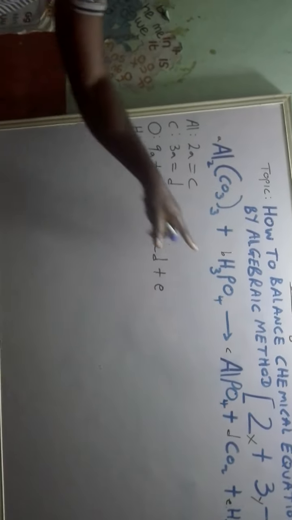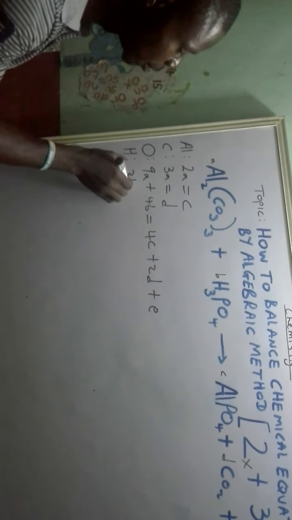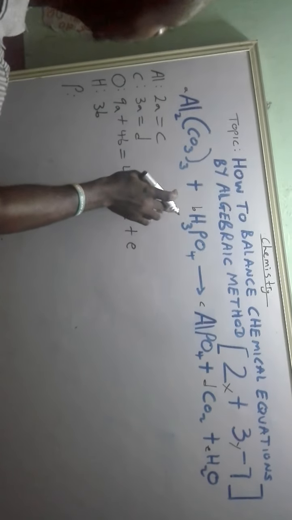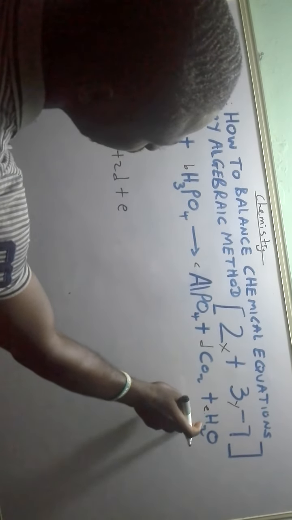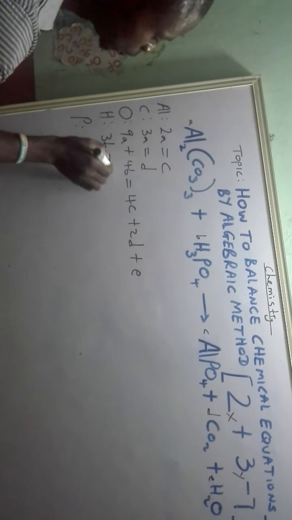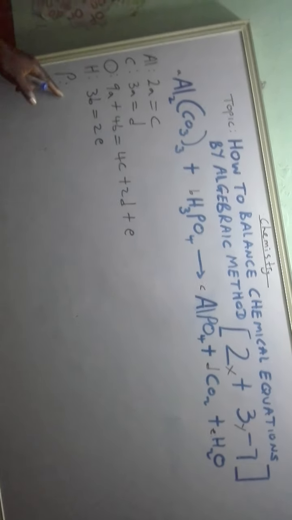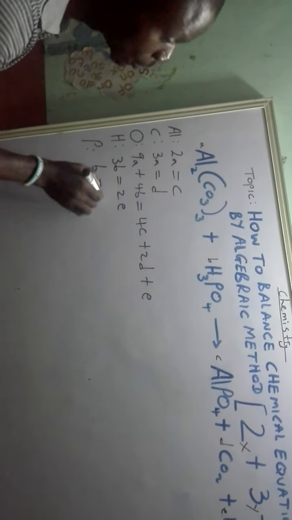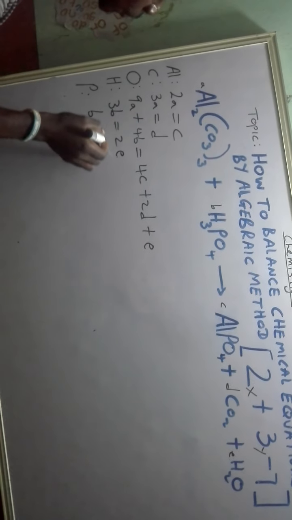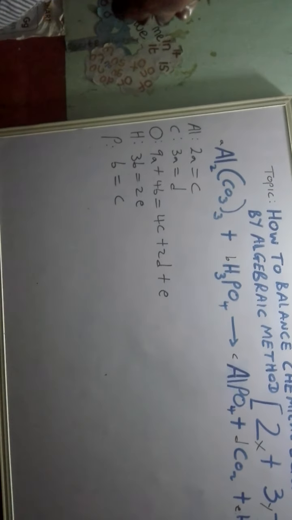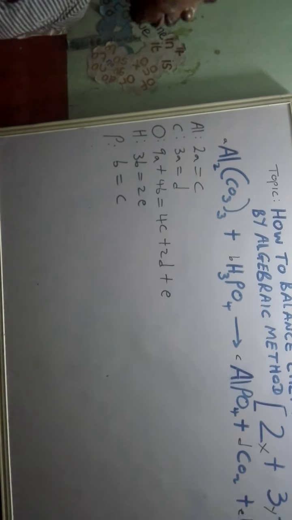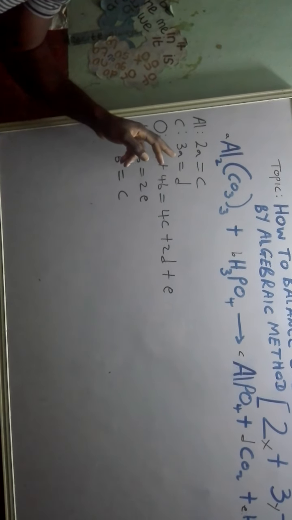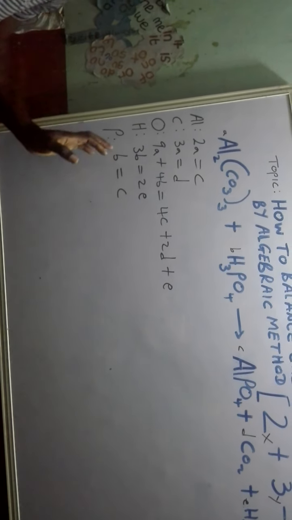Then hydrogen, we have 3B equals 2E. Then phosphorus, in the reactant side we have 1, so it will be B equals, in the product side we also have 1, B equals C. Now having done that, you look at the first compound. What can you do to get A? What can you do to get B or C or D or E?